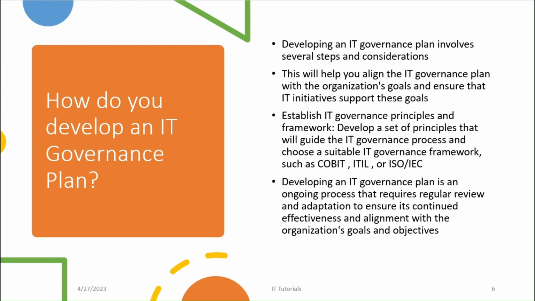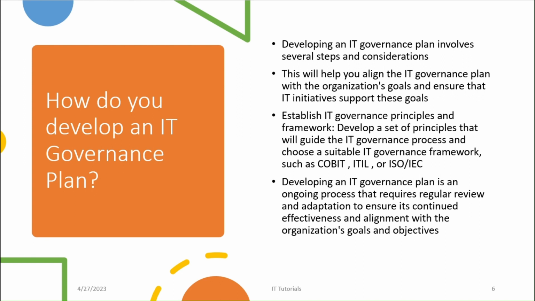Assess the current IT environment. Evaluate the organization's existing IT infrastructure, systems, processes, and governance mechanisms. Identify strengths, weaknesses, opportunities, and threats, SWOT analysis, to determine areas that need improvement. Identify stakeholders. Determine the key stakeholders who will be involved in the IT governance process, such as top management, IT management, business unit leaders, and external entities like regulatory bodies and auditors. Engage these stakeholders in the development of the IT governance plan.